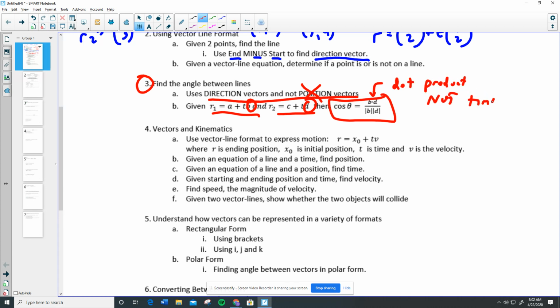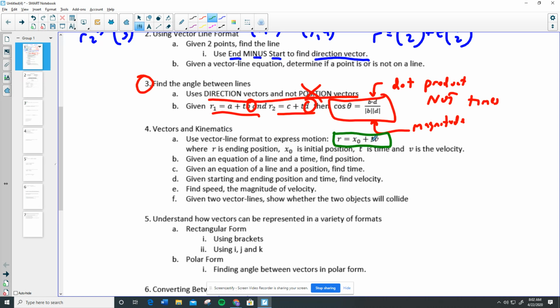It's dot product, not multiplication. The bottom, these are not absolute value. These are magnitude. So remember, make sure you know how to do this. Vectors in kinematics. Sometimes we use this format.